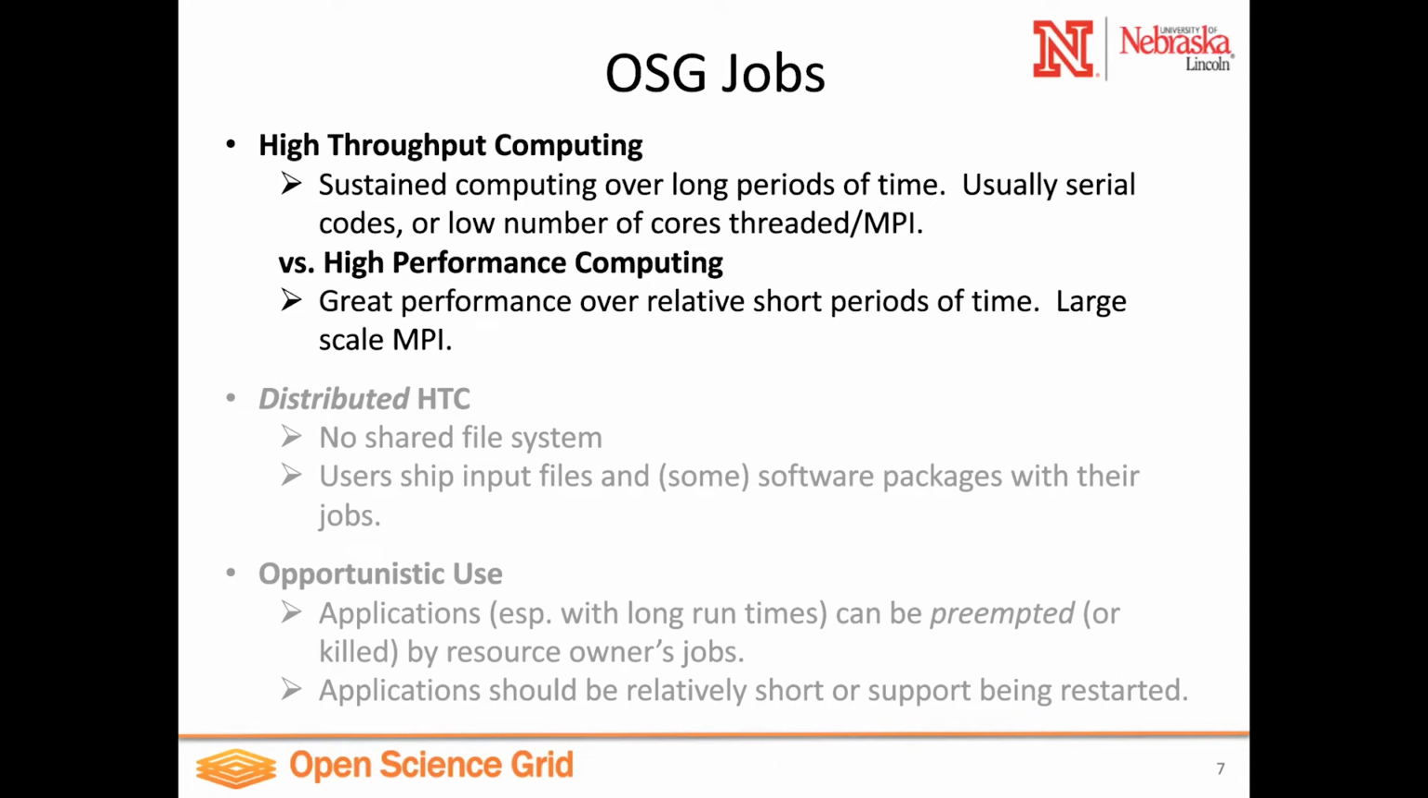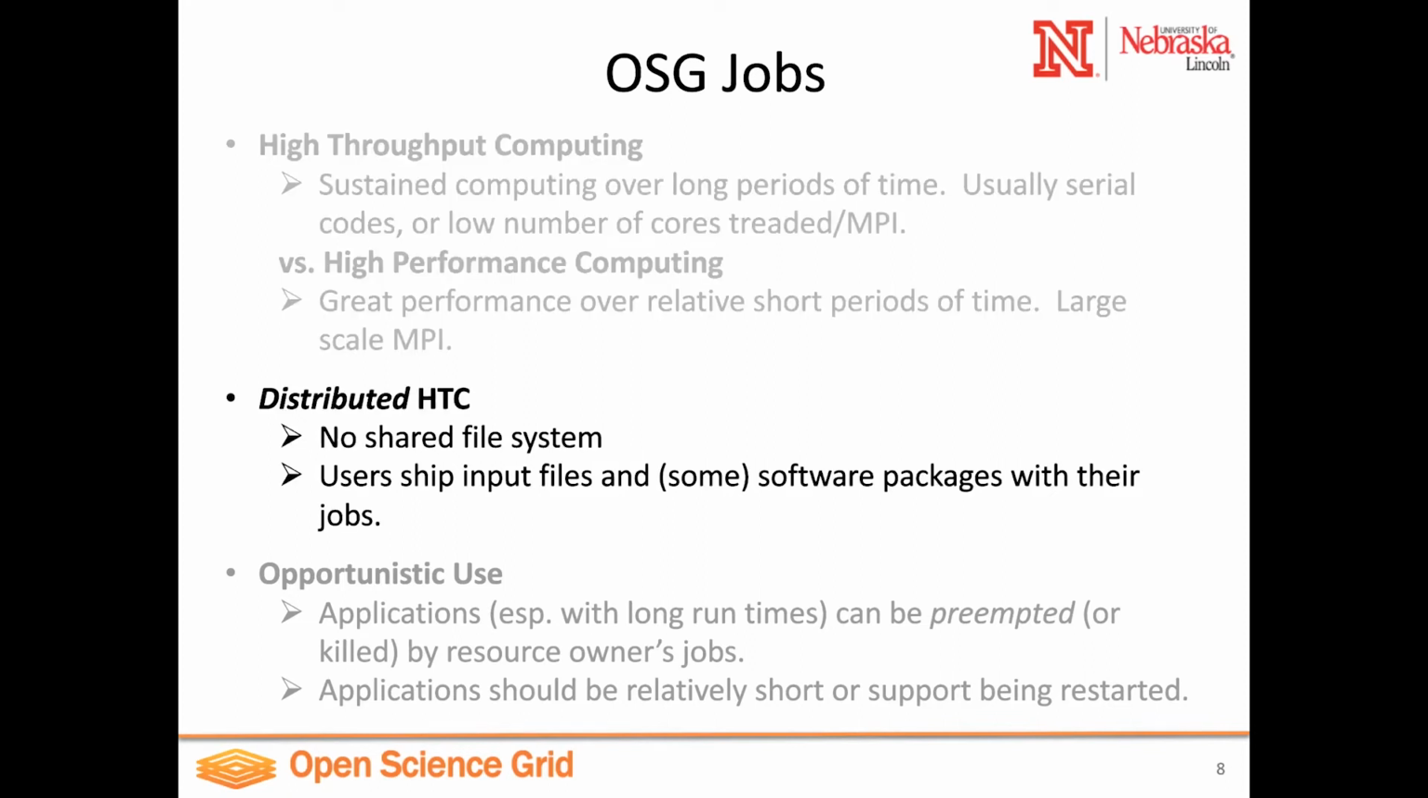On the other hand, if you've got a job that requires 20, 100, 1,000 cores to run together in an MPI sort of environment, and you need high performance over a relatively short period of time, then that would be more of a high performance computing job. So you'd want to run that sort of job on your local resource, Crane or Swan.